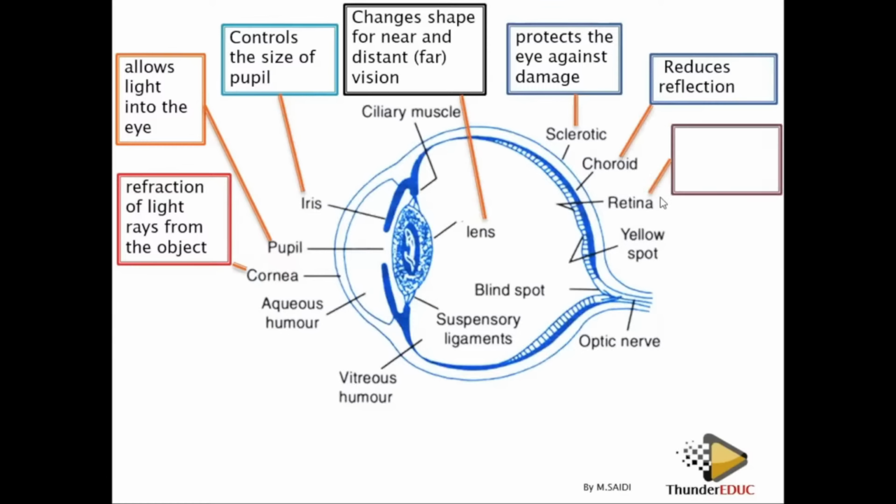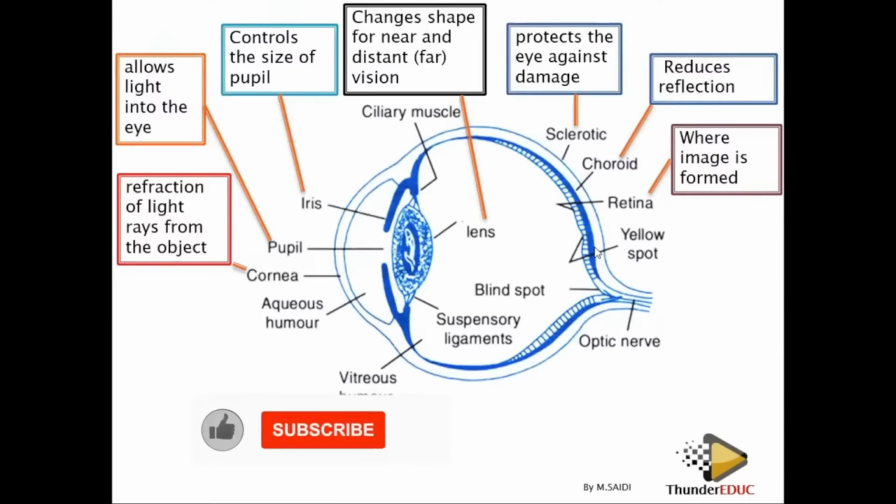Then you have the retina. This is where the image is formed. Basically, the retina has the sensory cells which can detect dim light and bright light, which you call the cones and rods. The cones are very important even in seeing color, while the rods cannot detect color.